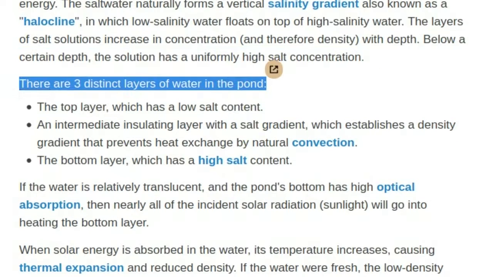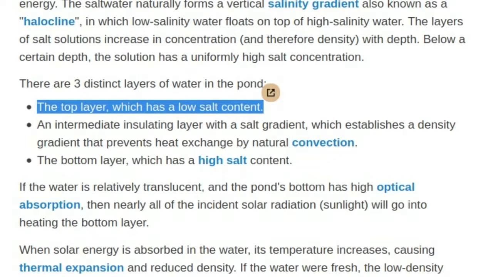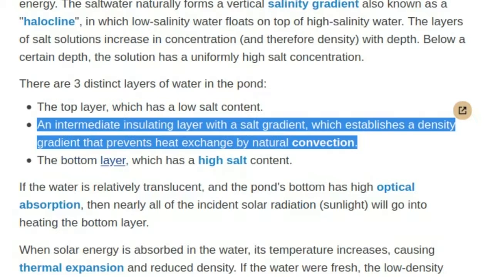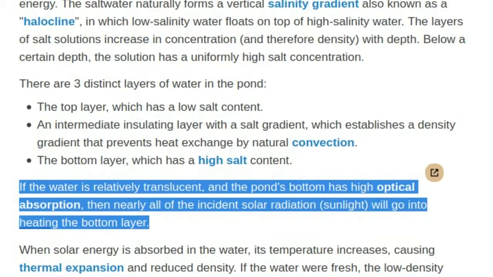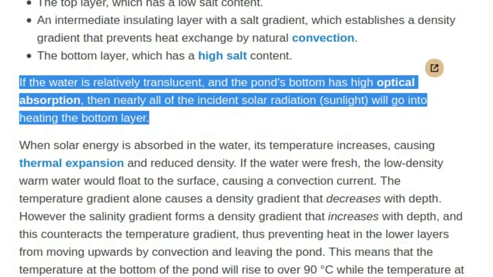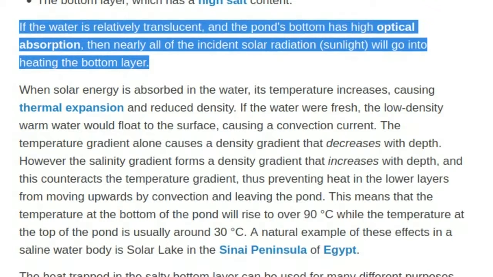There are three distinct layers of water in the pond. The top layer, which has a low salt content. An intermediate insulating layer with a salt gradient, which establishes a density gradient that prevents heat exchange by natural convection. The bottom layer, which has a high salt content. If the water is relatively translucent, and the pond's bottom has high optical absorption, then nearly all of the incident solar radiation, sunlight, will go into heating the bottom layer.